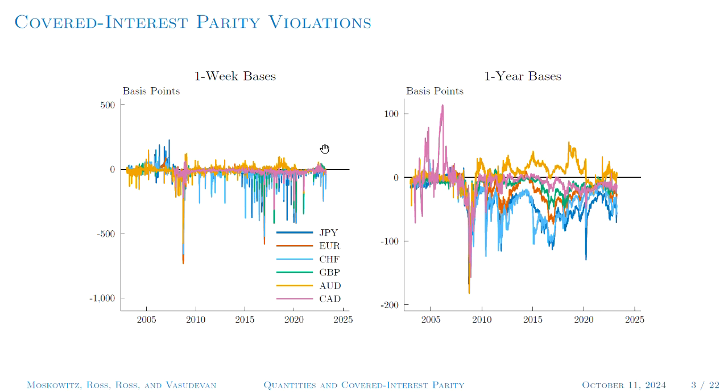So one question is, why have these bases really varied a lot from zero? Why are they not on top of the black line, which is at zero? But another question is, why is there so much variation in the cross-section? So at any given point in time, why are the colorful lines not all on top of each other? And that's what we're trying to answer in this paper. What explains the cross-section of the covered interest parity violations?